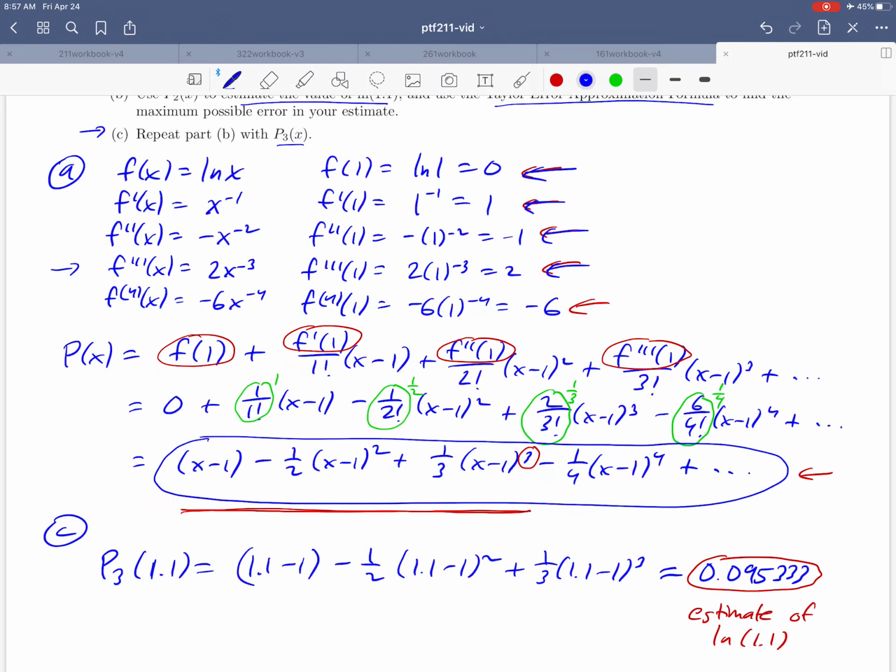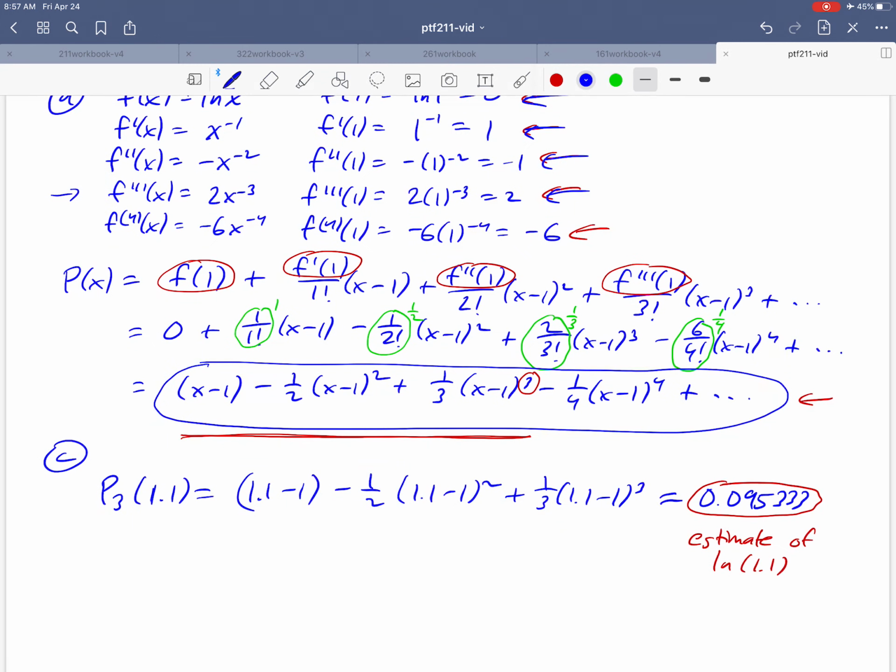The second part of it was to try to figure out how good is that estimate? What's the maximum possible error? How far away is it from the actual value of ln of 1.1? Well, to use the Taylor error formula, the idea is to start by asking yourself, what's the value of n that we're talking about? In this case, it's n equals 3.